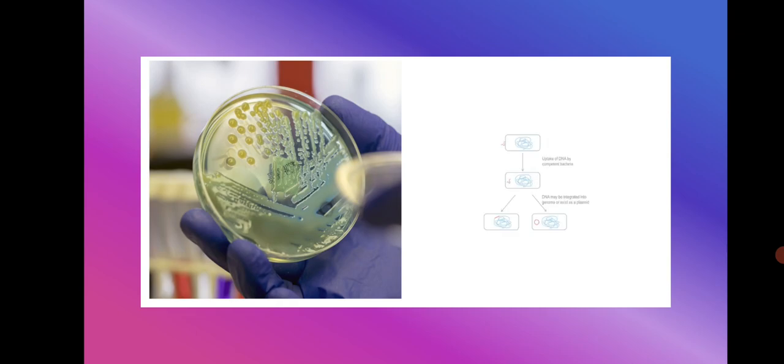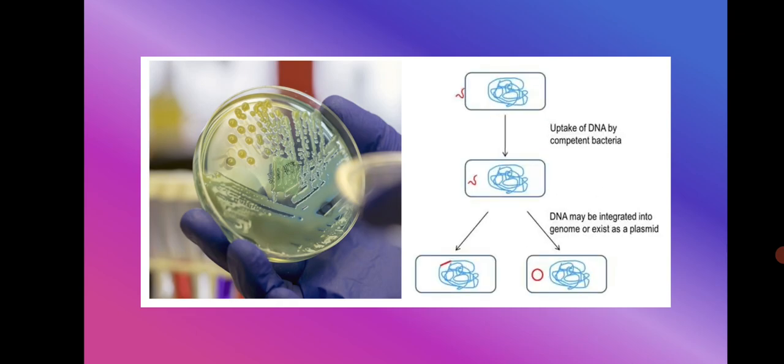So let us see the diagrammatical representation of the process of transformation. You can see the bacterial cell and its DNA, which is represented in blue color, and the DNA which is coming from outside is represented in red color. Slowly the DNA from the environment or the vicinity enters into the cell, and here you can clearly see that the bacteria is mentioned as competent bacteria.